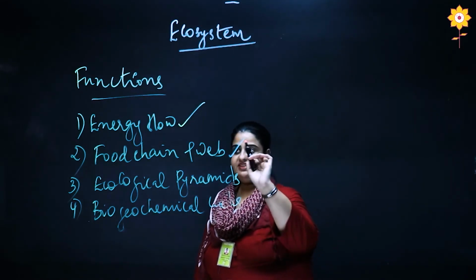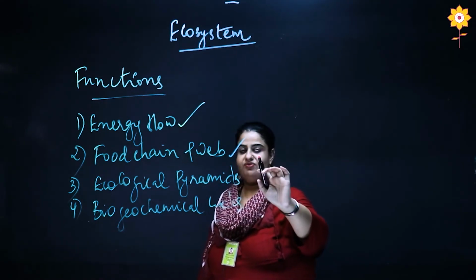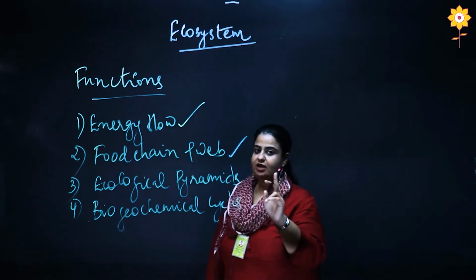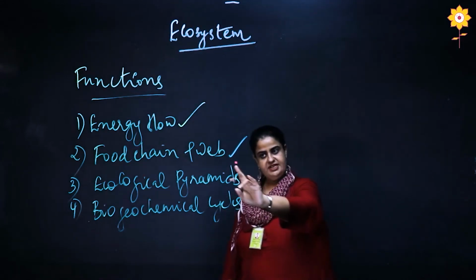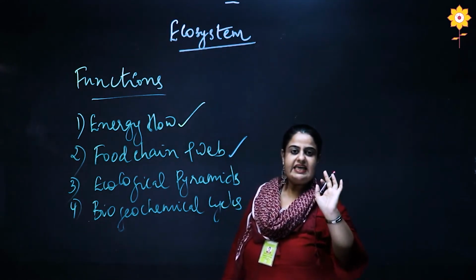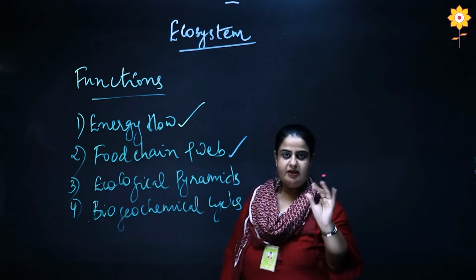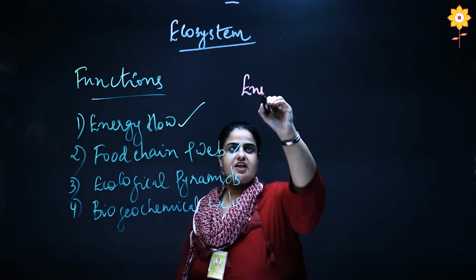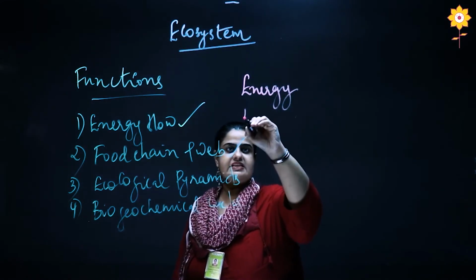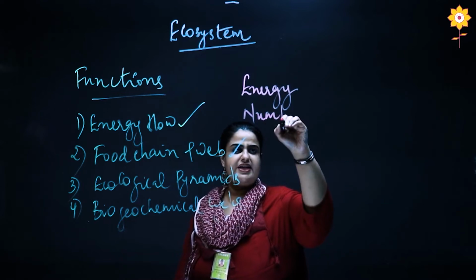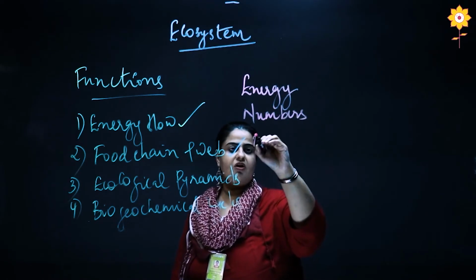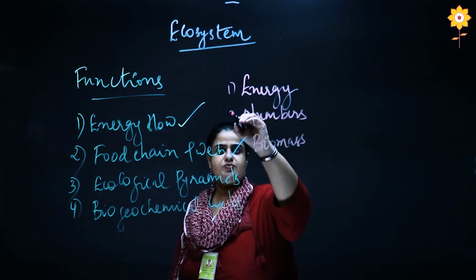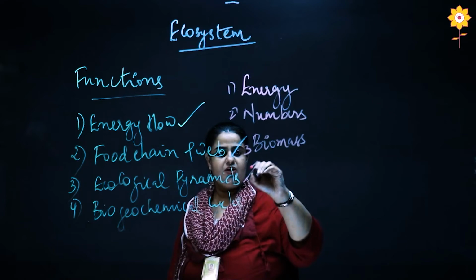Now, since we have discussed energy flow, food chain and food web, our focus now goes to ecological pyramids. Ecological pyramids are nothing but the graphical representation of food chain and food web, which can be clearly explained based on three important aspects. One, ecological pyramid of energy. Second, ecological pyramid of numbers. And three, ecological pyramid of biomass. These are the three aspects through which I am going to explain ecological pyramids.